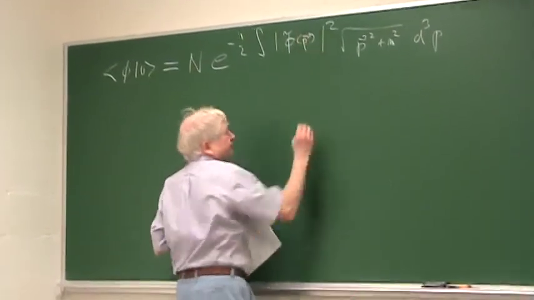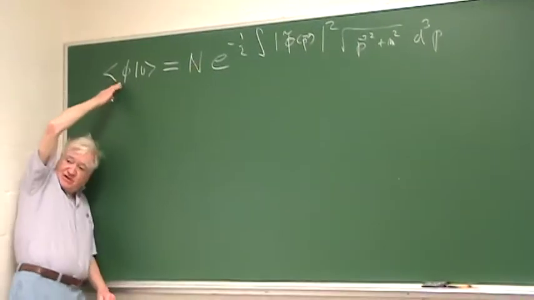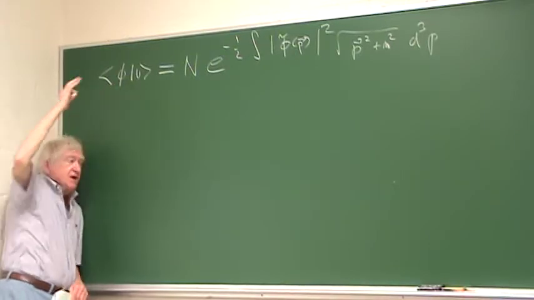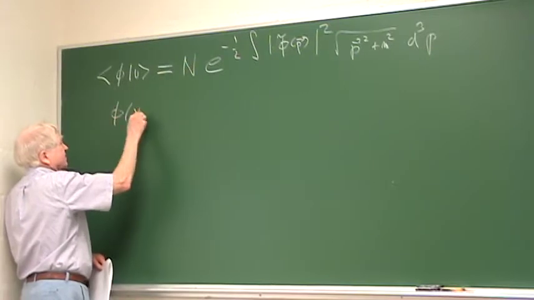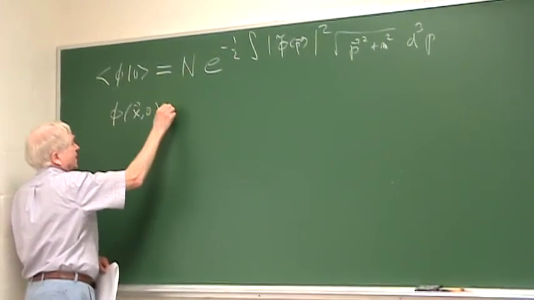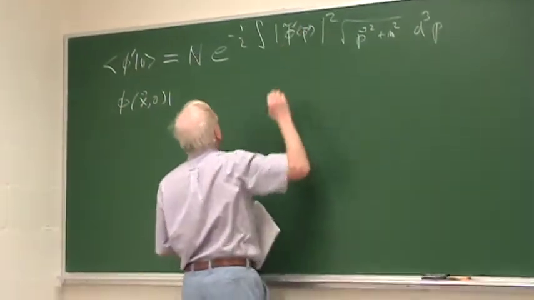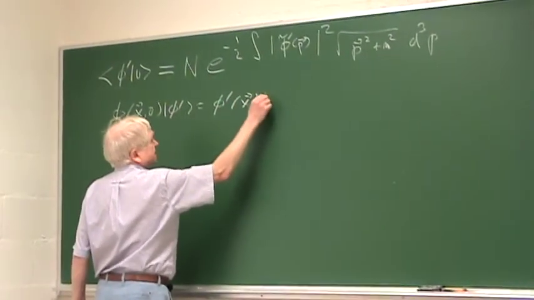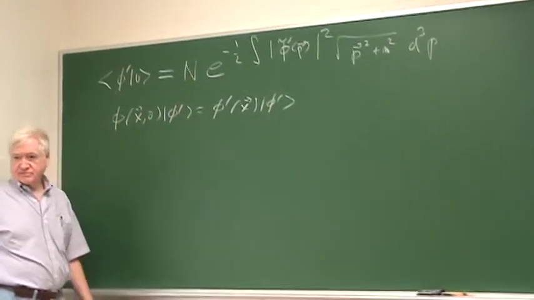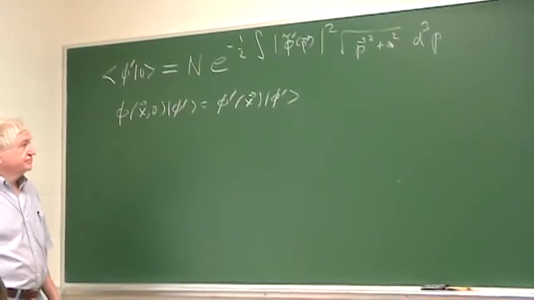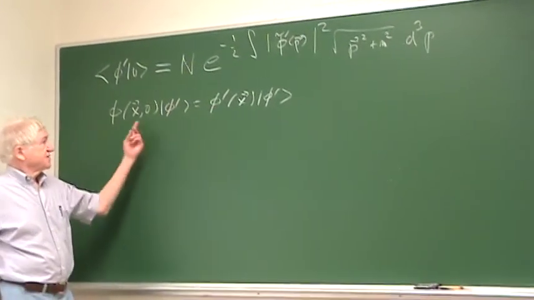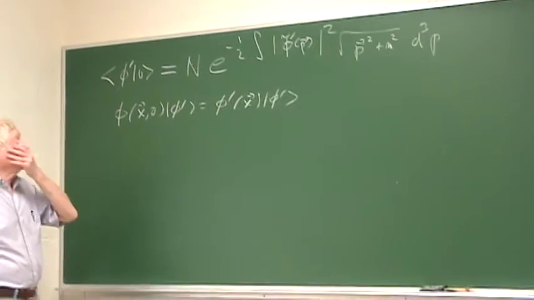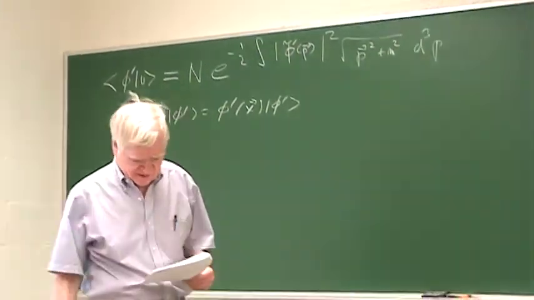This is a three-dimensional Fourier transform because this is a function of space, not a function of space-time. In other words, we have the field operator phi of x, at time 0, on the state phi prime, giving phi prime of x. So we have here an eigenstate of the field operator. This is the Hermitian operator. You're expected to have a complete set of eigenstates. And these are the states that we've been using all along to do mathematics.